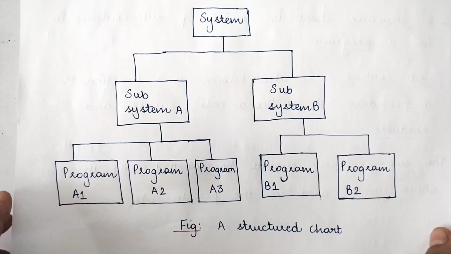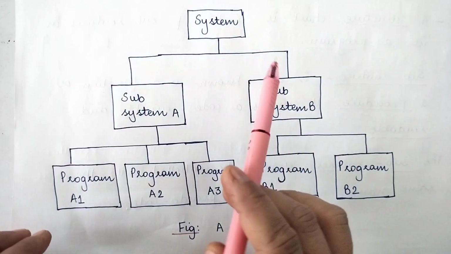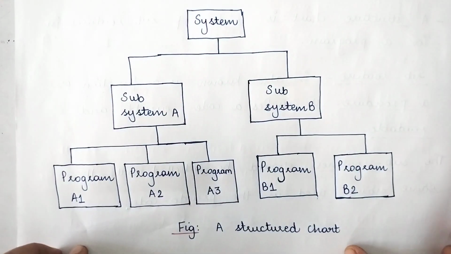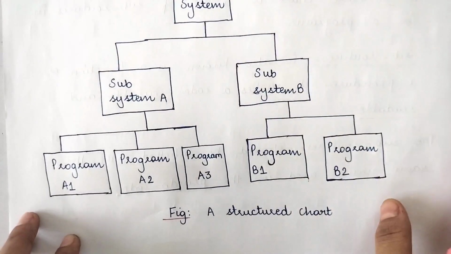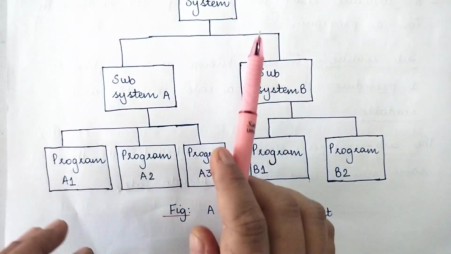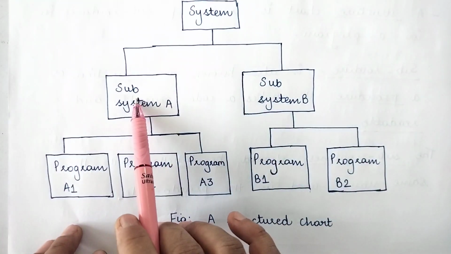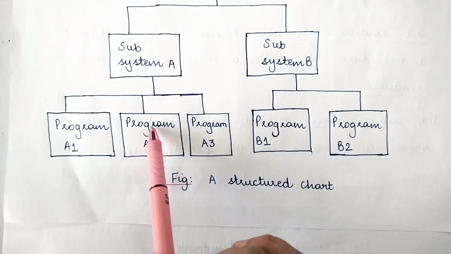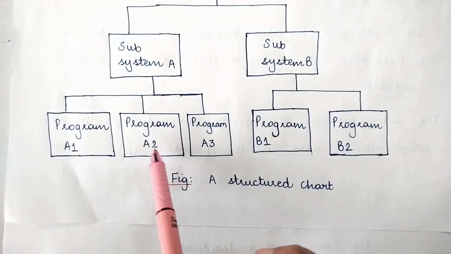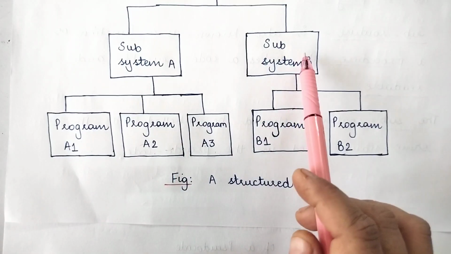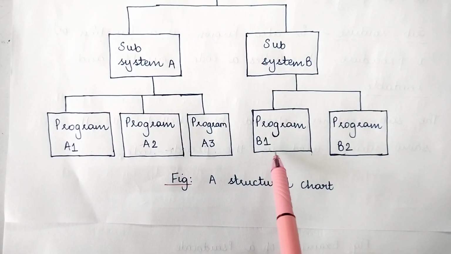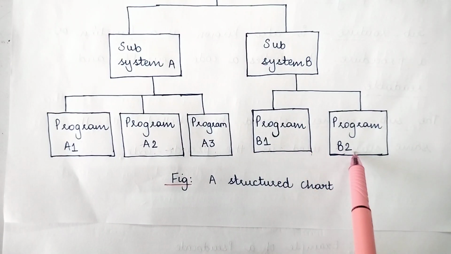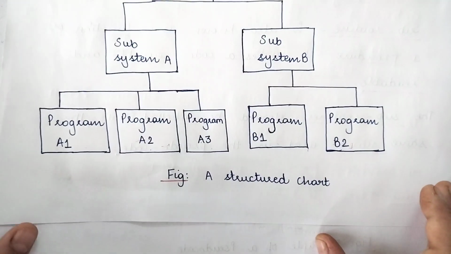So, this is how a structure chart looks like. A system, to reduce complexity and improve understandability, is divided into subsystems or modules. So, this system is divided into subsystem A and subsystem B. Then subsystem A is divided into program A1, program A2, program A3. These are the 3 subroutines or modules. Then subsystem B is also divided into program B1 and B2. These are the subroutines or modules. So, this is a structure chart.